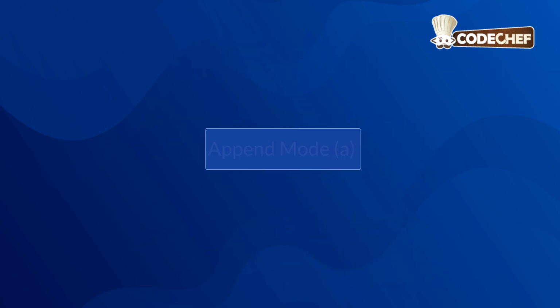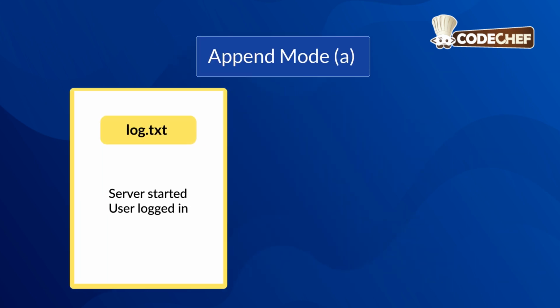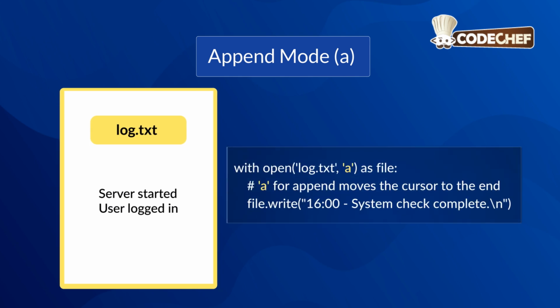This is the solution to our problem. How do you add to a file without erasing it? You use Append Mode with an A. Unlike write mode, which overwrites the file from the beginning, Append Mode moves to the very end of the file and adds your new content there. It's perfect for things like log files or adding new entries to a list.